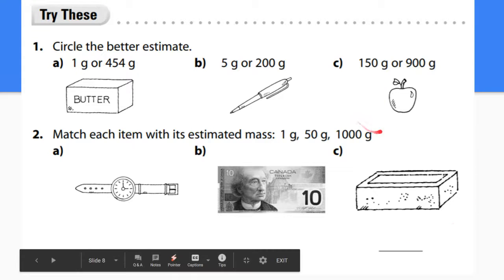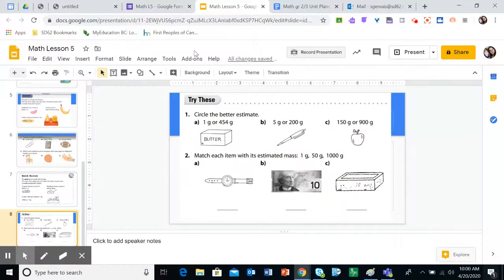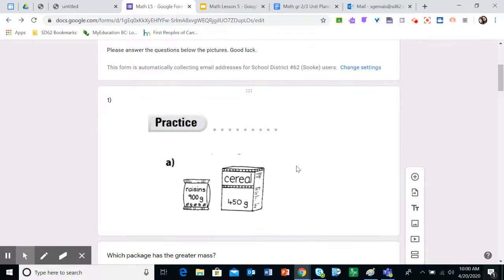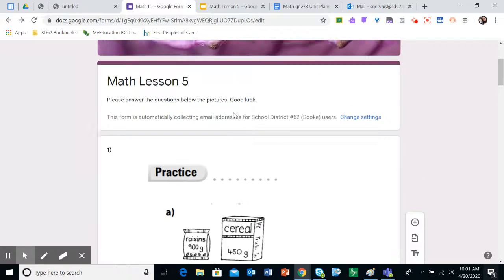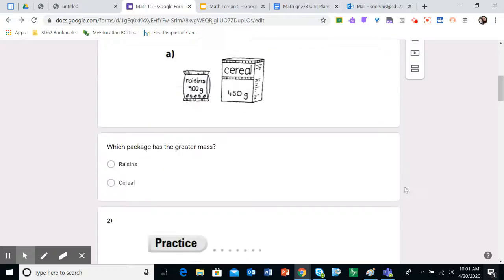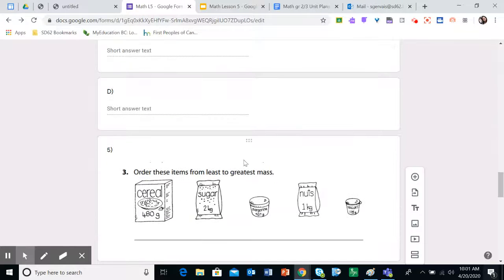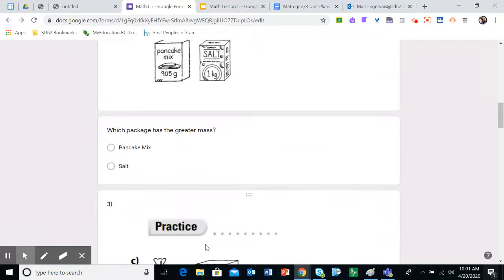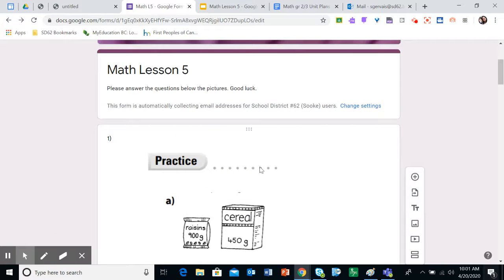All right, so now we actually have our assignment to do. So right here, I have our Google Forms, Math Lesson 5. So question number 1. I gotta add your name. We cannot forget our names, right? I'm just gonna move this one up here. I'll add the name later, don't worry.